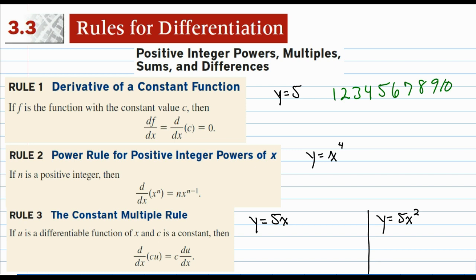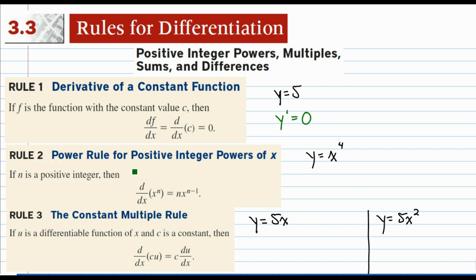So here we are. We have 4 rules we're going to learn in this example to shorten your lives in terms of taking derivatives. How exciting. First of all, rule number 1, the derivative of a constant function. So in other words, if you have y equals 5, the derivative of that constant is 0. So y prime would equal 0.